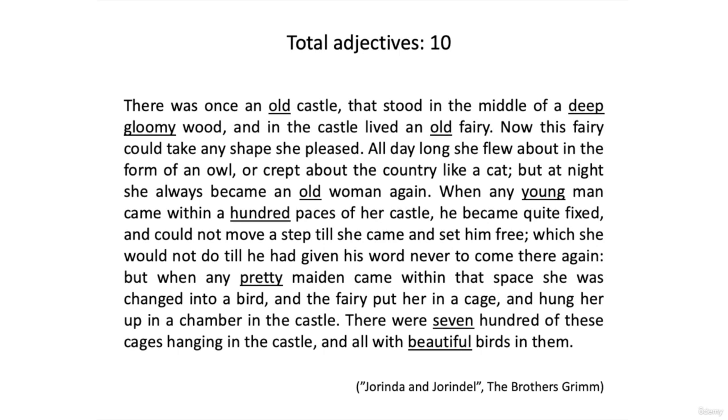Notice how 100 is an adjective when placed before the noun paces. But 7 is an adjective before the noun 100. 100 can both be a noun and an adjective, depending on how it is used in a sentence. Great work! Now time for review.